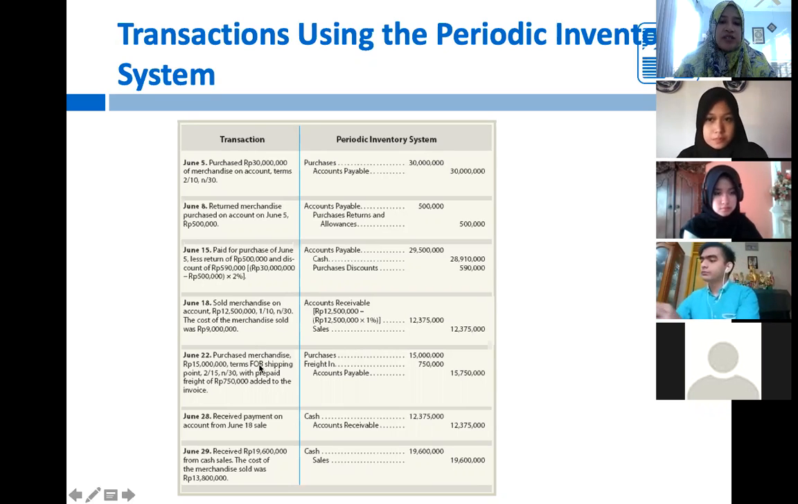Okay, let's say we purchase inventory where we have to pay the transportation cost. So we need to debit purchases and debit the transportation cost and credit account payable. Any questions up to that?